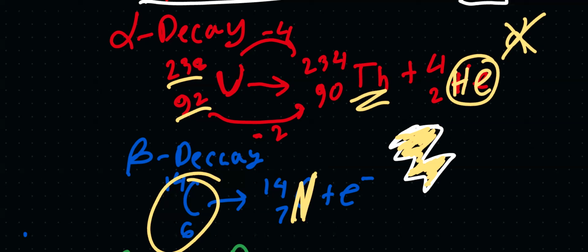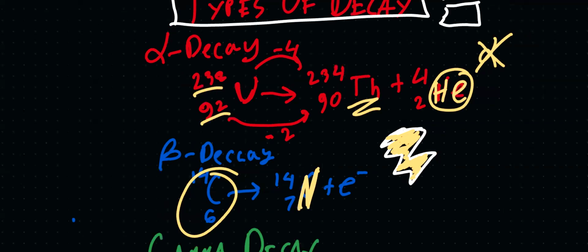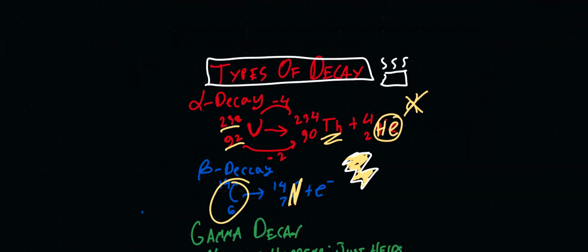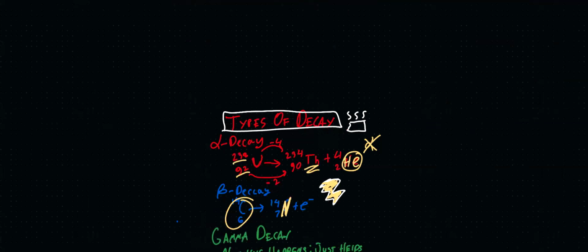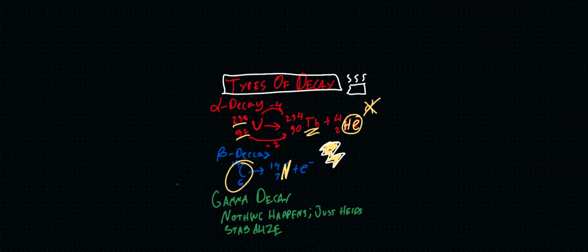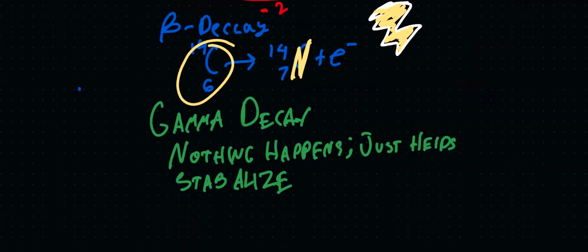Next, we look at gamma decay. With gamma decay, you don't have to worry about anything because gamma decay is just used to stabilize a radioactive particle. It doesn't have any structural change to it at all.